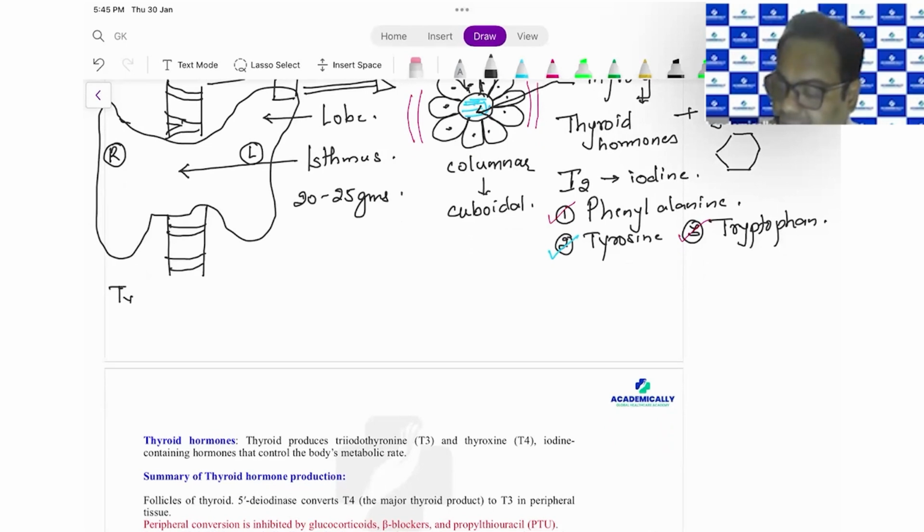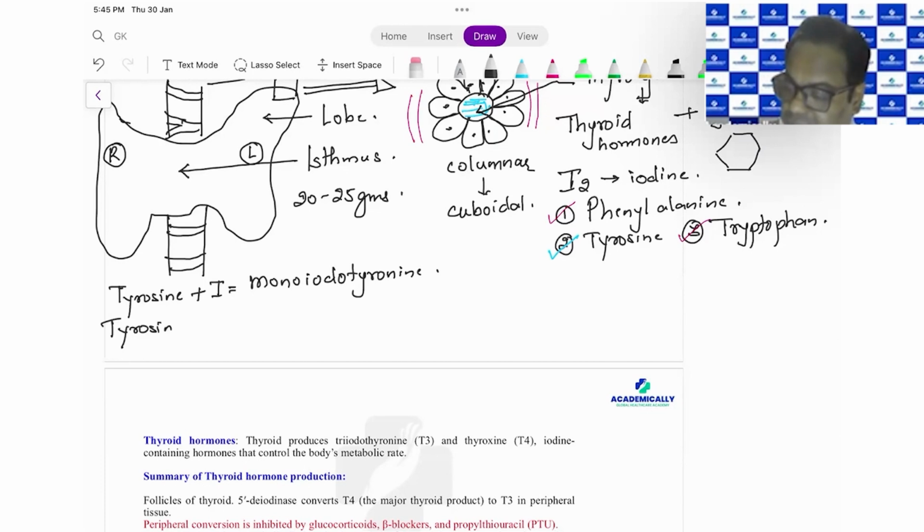Now, when this tyrosine combines with one atom of iodine, it is called monoiodotyrosine. And when this tyrosine combines with 2 atoms of iodine, it is called diiodotyrosine.